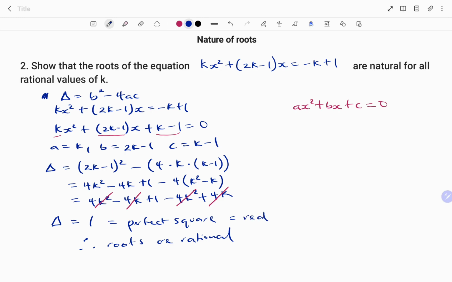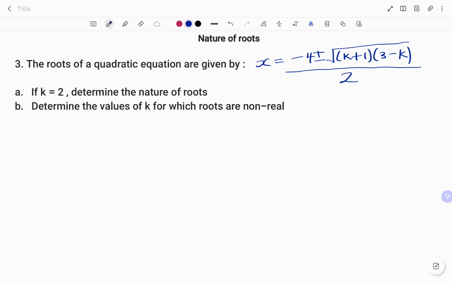Let's look at one more example. The roots of a quadratic equation are given by x equals minus 4 plus or minus the square root of k plus 1 multiplied by 3 minus k, all over 2. A: if k is 2, determine the nature of the roots. And B: determine the values of k for which the roots are non-real.